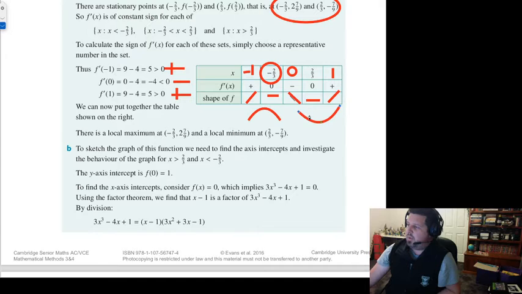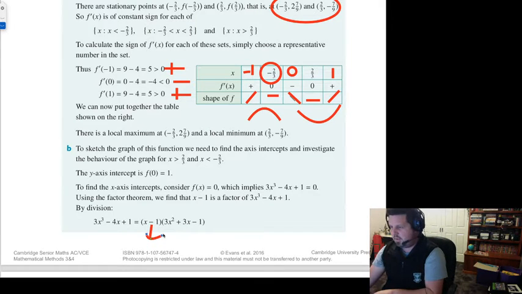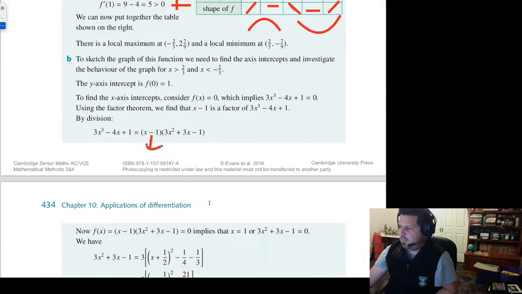So we've got the turning points, and we've got the y-intercept. We need to work out the x-intercepts. It says here you can use the factor theorem, and they've discovered that x take away 1 is a factor. So they factorize it as follows. You could use long division to do that. So that tells us here that +1 is going to be one of the intercepts.